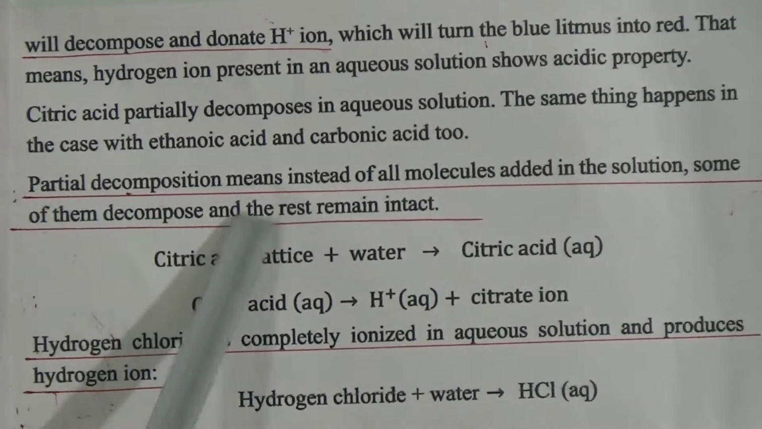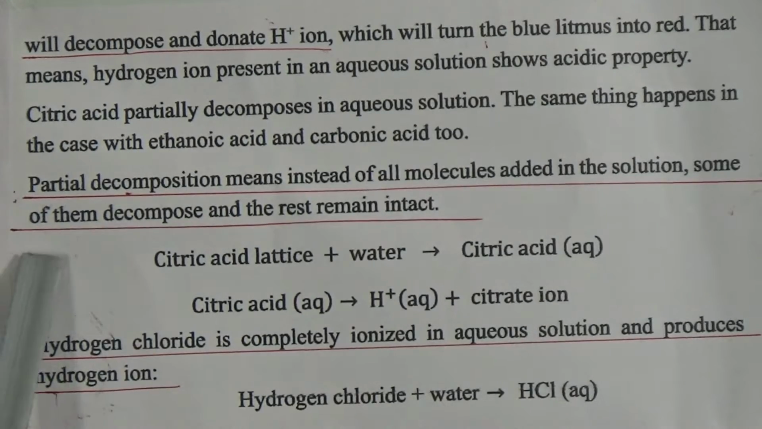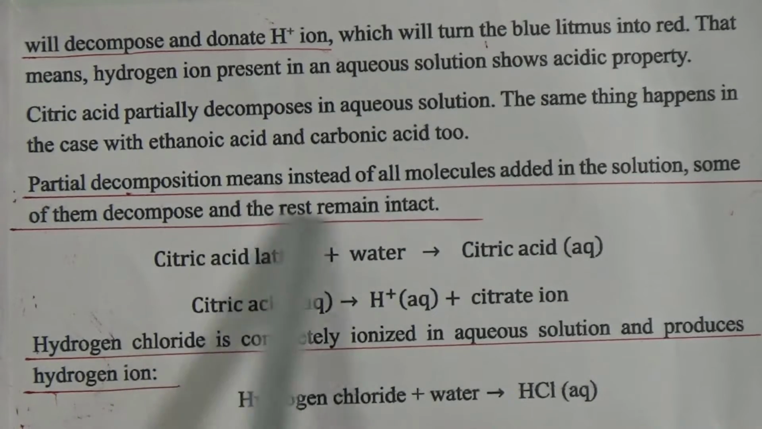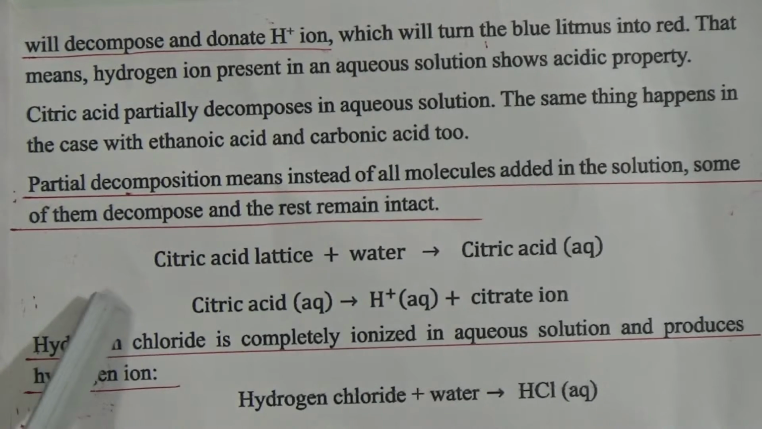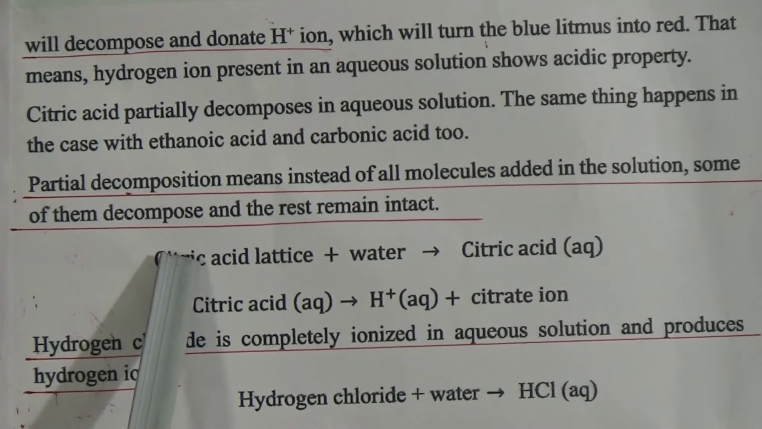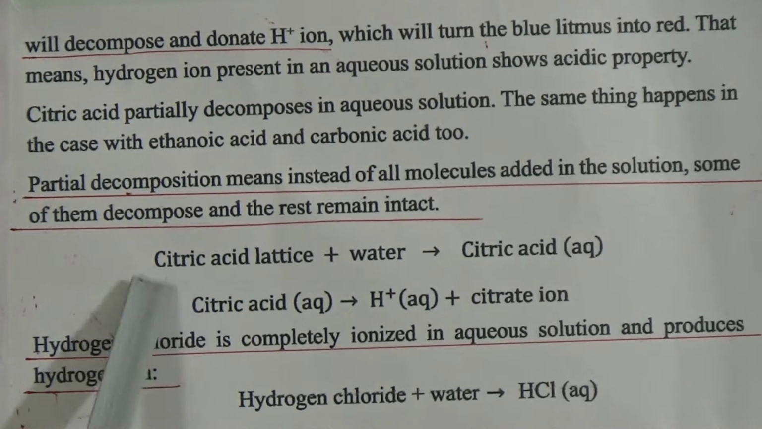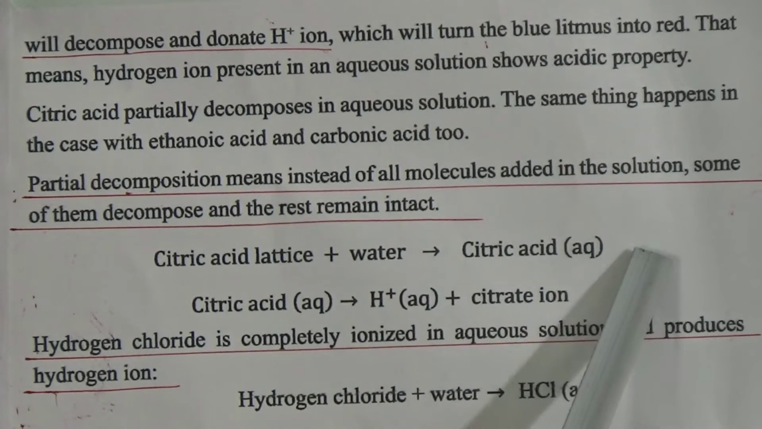Partial decomposition means that instead of all molecules added in the solution, some of them decompose and the rest remain intact, just as we discussed in our previous lesson. That means when we use acetic acid or tartaric acid or any other organic acid, it will decompose a little bit. Here they give an example: citric acid lattice and water, citric acid aqueous solution.